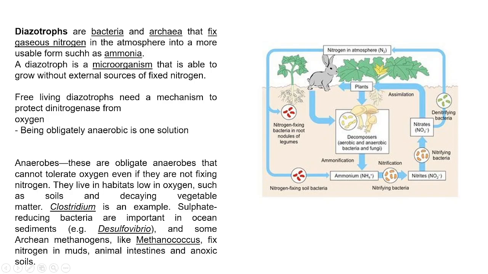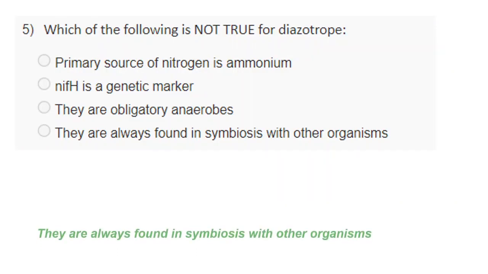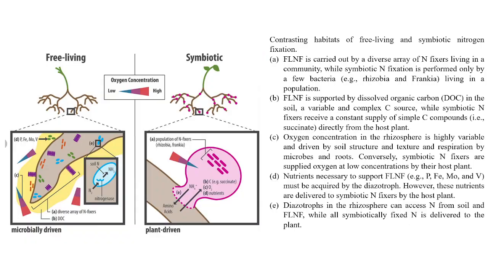They live in habitats low in oxygen, such as soils. Clostridium is an example. Sulfate reducing bacteria are important in ocean sediments, etc. So the last statement was false, because there are various free living diazotrophs as well.